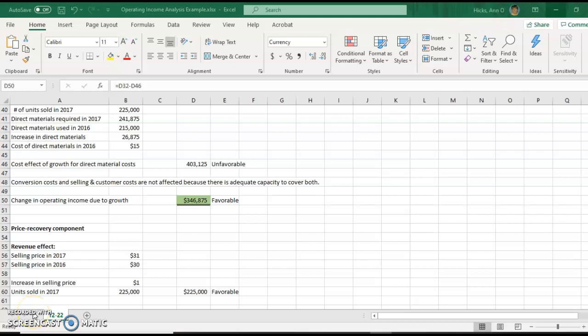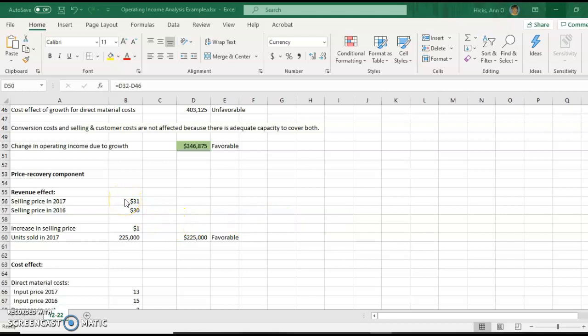Okay, so to continue on with this example, let's look at the price recovery component of the change in operating income, whereas the growth component had to do with increase or change in output or input. The price recovery component has to do with the change due to the price of output or the price of input. And again, it's going to have a revenue effect and a cost effect.